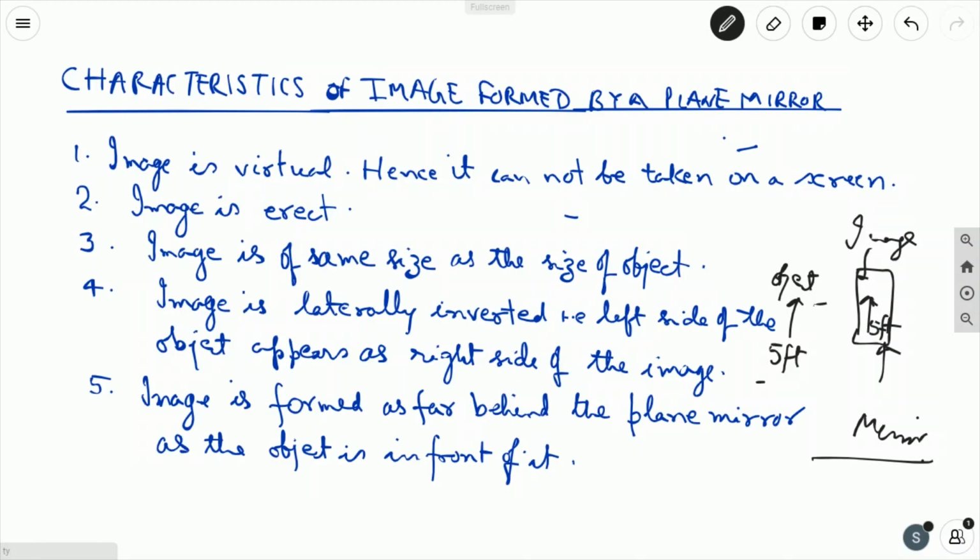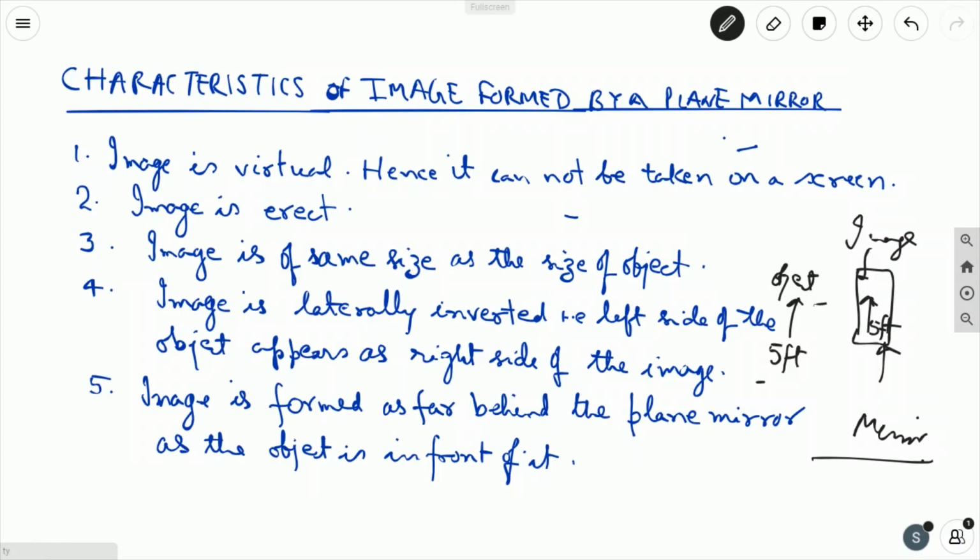And the image is formed as far behind the plane mirror as the object is in front of it. Means if you stand in front of the mirror, if you come closer to the mirror, the image formed will be behind the mirror. It will go behind. If you stand at a little distance away from the mirror, the image is coming in front.